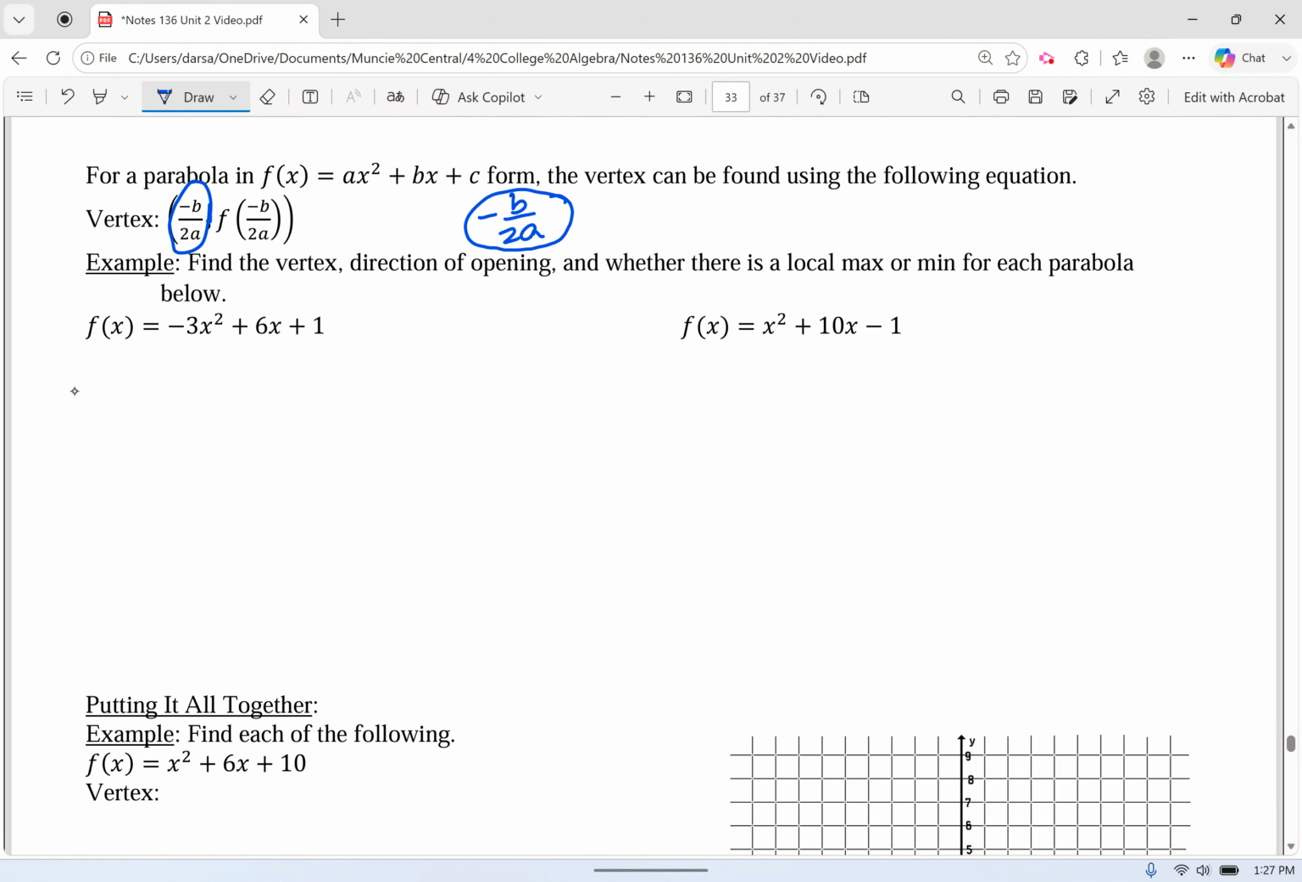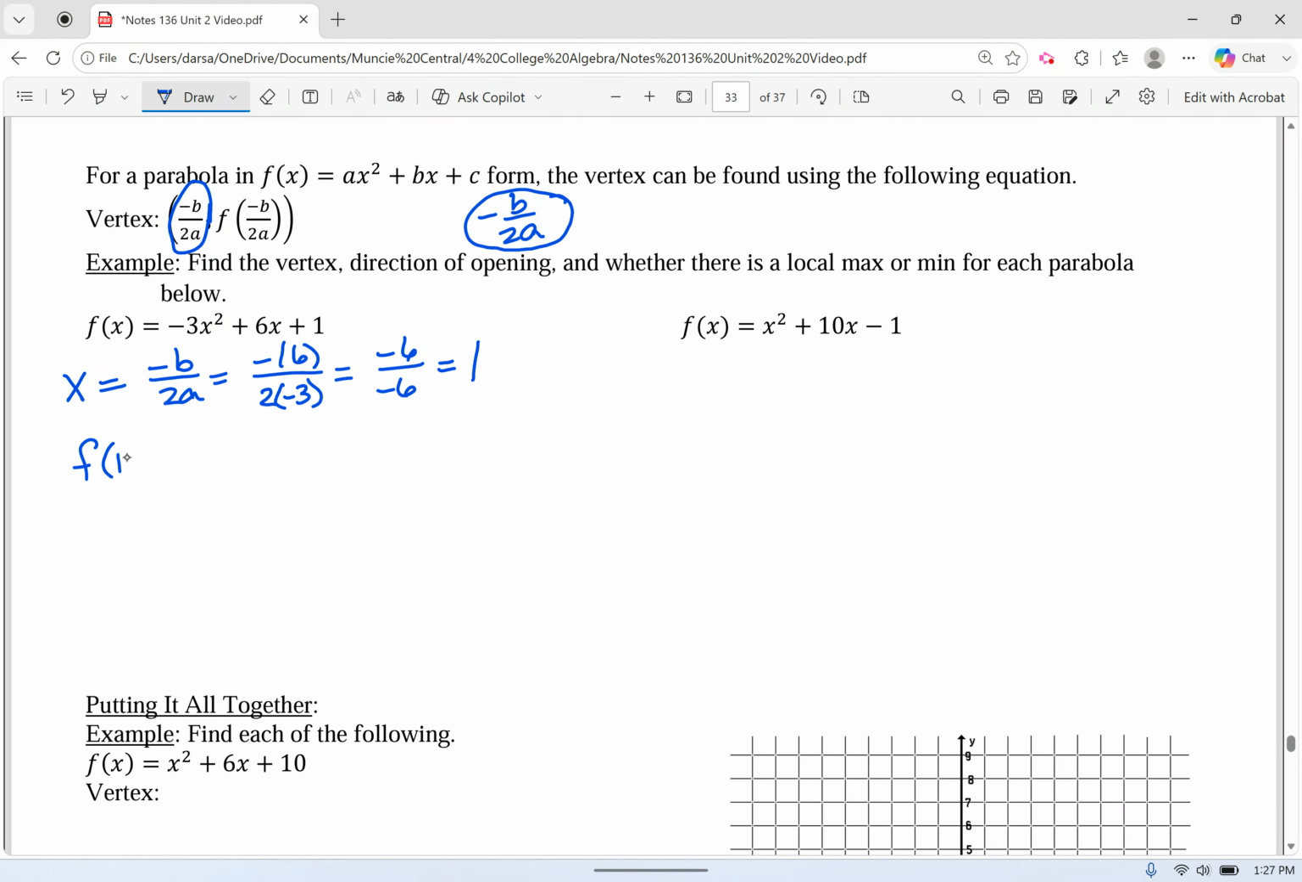So let's give this a try. Let's find the x value of the vertex. That's negative b over 2a. In this case, that's negative 6 over 2 times negative 3. Be careful with those negatives. So that gives me negative 6 over negative 6, which is 1. So the x value of the vertex is 1.